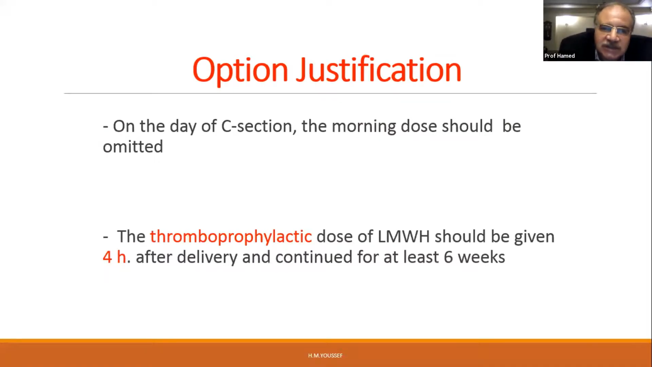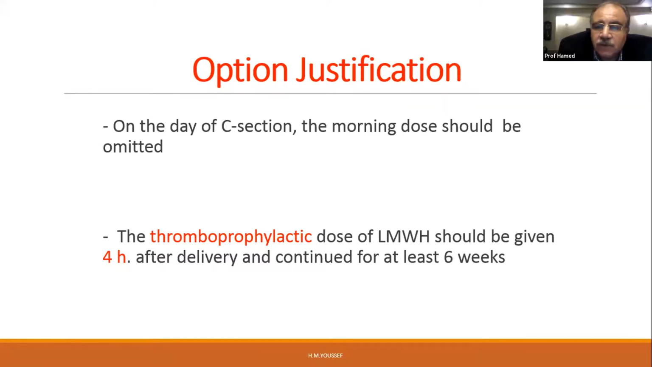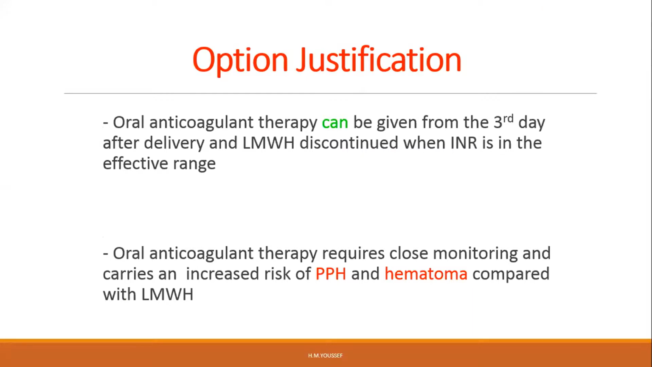Option justification. On the day of CS, the morning dose should be omitted. The thromboprophylaxis dose of low molecular heparin should be given 4 to 6 hours after delivery and continue for at least 6 weeks. Oral anticoagulant therapy can be given from the 3rd day after delivery, and low molecular heparin discontinued if the INR is more than 2 for 2 days.